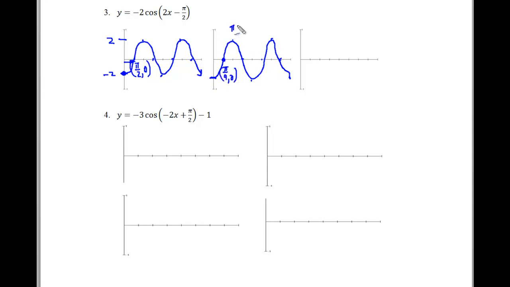And this would be pi over 2, 3. And then this would be 3 pi over 4, 0. This would be pi, -3.